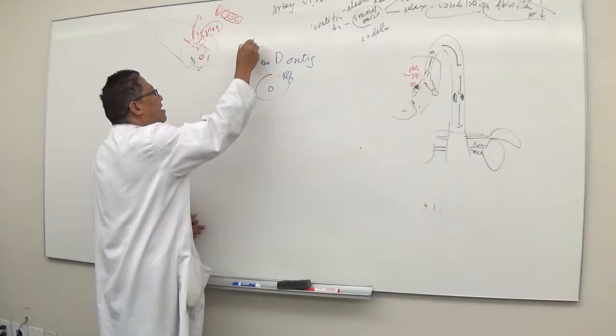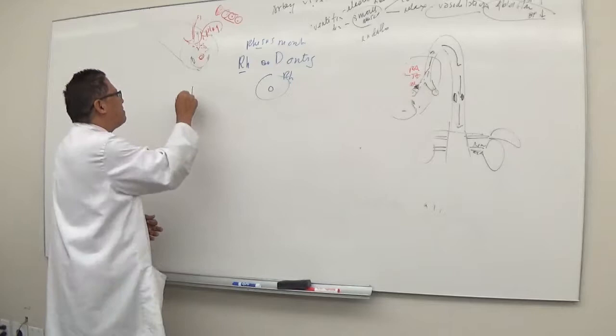Like me, I'm blood type B+. What does B mean? That's my blood type, B. What does plus mean? Rh positive.